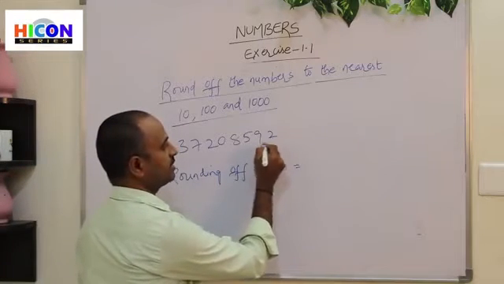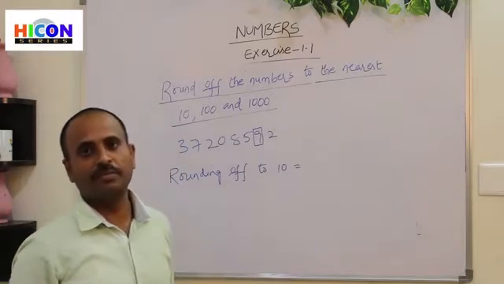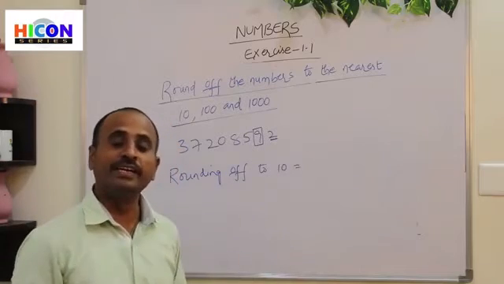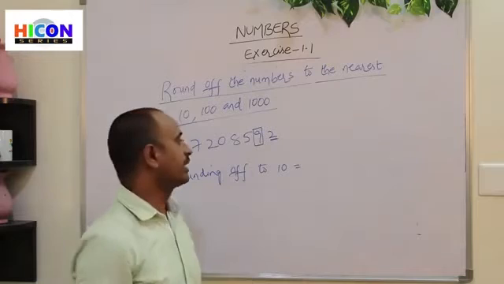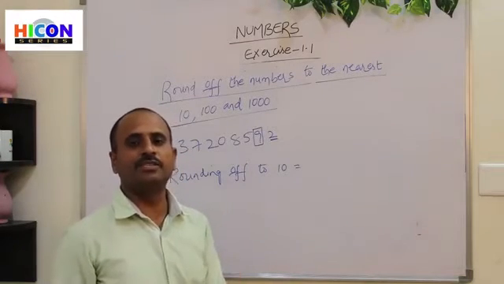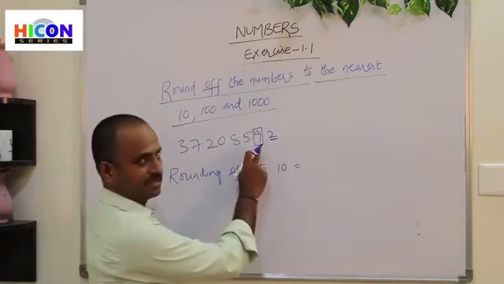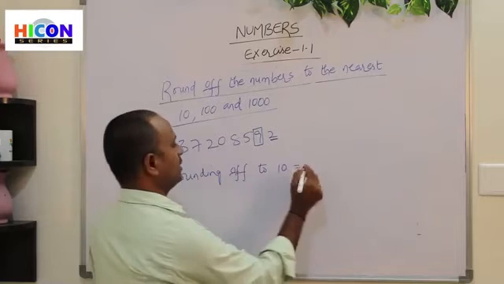So here this is ones and this is tens. There are 9 tens in the given number. Check the next digit. The next digit is 2 and it is less than 5. If the next digit is less than 5, keep the same tens. That means the tens should not be changed. So keep the same tens, that is 9, and write the remaining digits as usual.